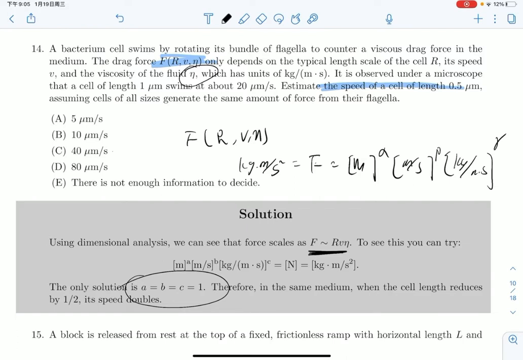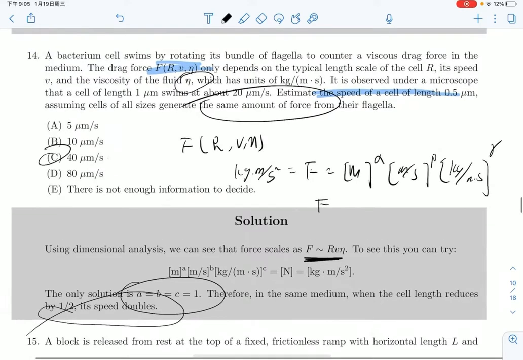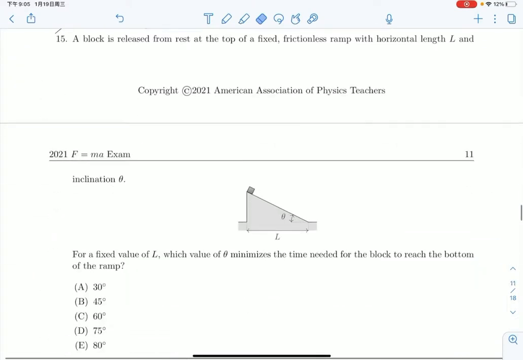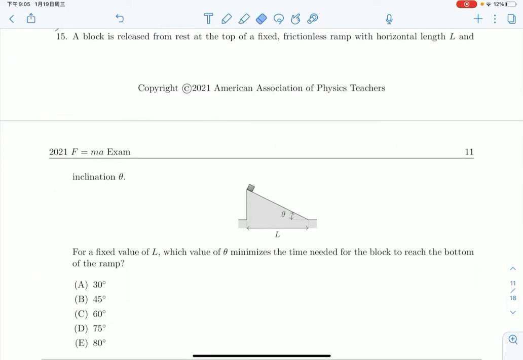So you need to assume the same amount of force. It is the same amount of force. So now you can see the speed is just basically doubled. Which gets answer C. And for 15, it is also easy. I don't know why they always put all the hard questions first. So dumb.